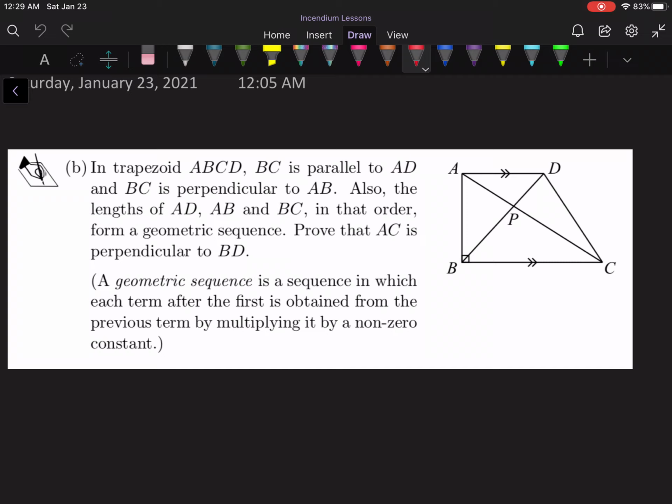Eventually, you'll have that sort of gut feeling that, hey, if I put this on a grid, it's going to make my life much simpler. So let's do that here.